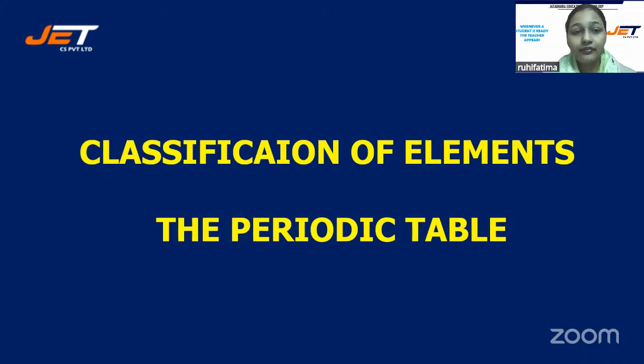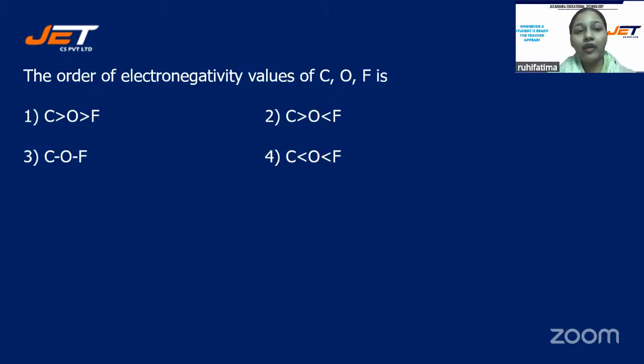Let's start the class. First question: the order of electronegativity values of C, O, and F, that is carbon, oxygen, and fluorine, is. Your options are: option number one, carbon greater than oxygen greater than fluorine. Option number two, carbon greater than oxygen less than fluorine. Option number three, carbon equals oxygen equals fluorine. Or option number four, carbon less than oxygen and less than fluorine?